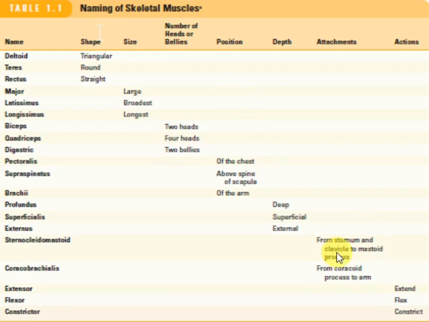But there are also muscles, for example from the coracoid process to the arm, that is called coracobrachialis. That is among the muscles of the upper limb, the coracobrachialis muscle. But we have many muscles, as we will see later, going forward. This is just the basic discussion of the muscle.